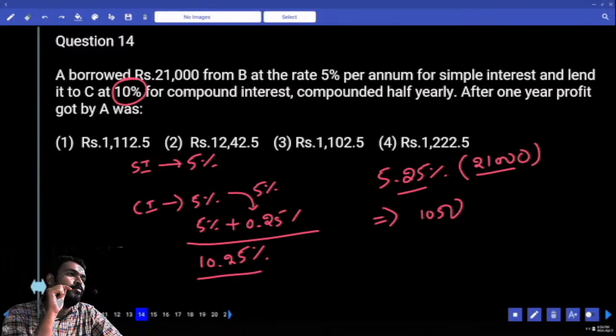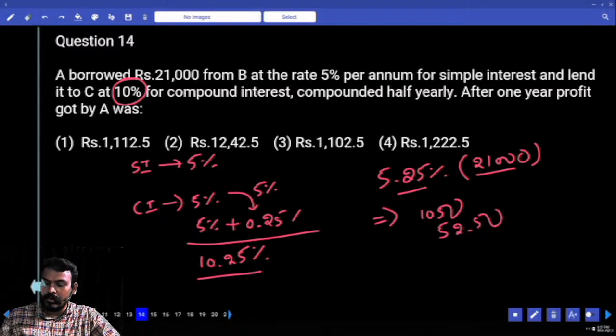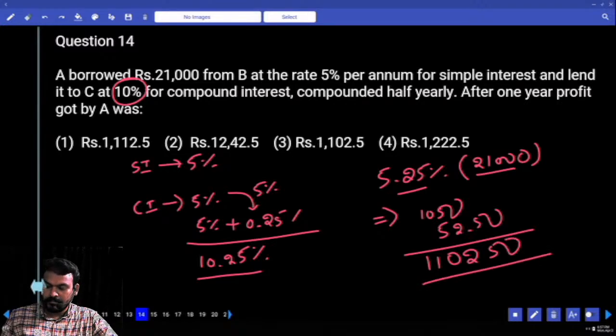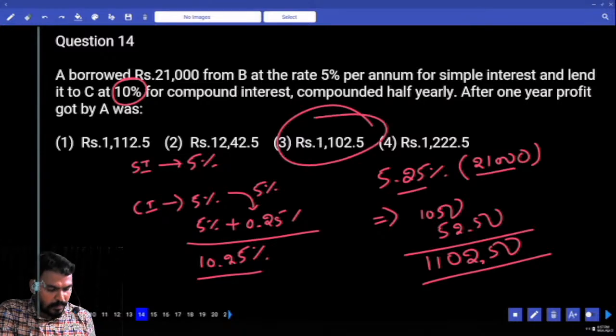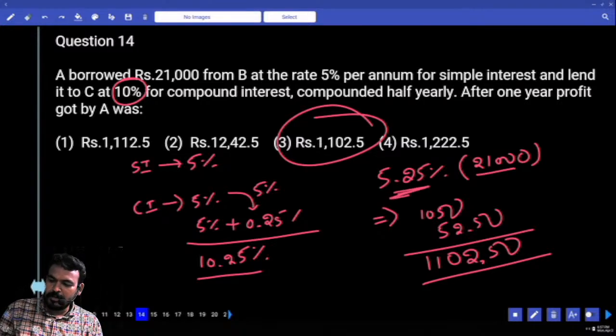But we required 0.25%, which means divide by 100, so 52.5. Total it is 1102.5. Third option or fourth option? Third option. Or if you know the 7 multiple, both are 7 multiples. Verify the 7 multiple.